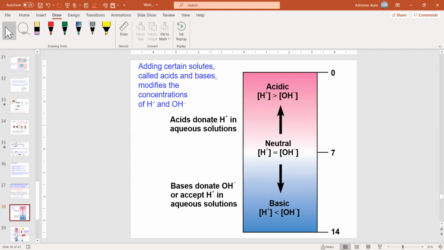Fine. So if you have acid donating H plus, then what's going to happen is you're going to take this number off of neutral. The H plus is going to be there in higher concentration than the OH minus, and that's what you see here. Here's where the concentration of protons is greater than the concentration of OH minus. And so this is what we call an acidic solution.